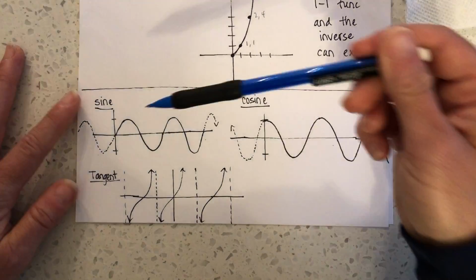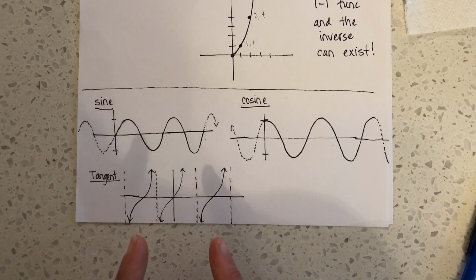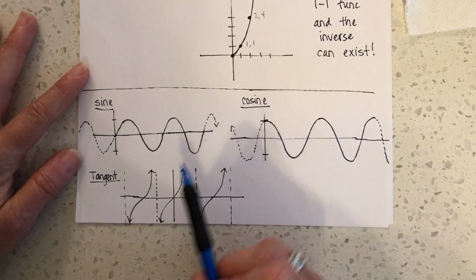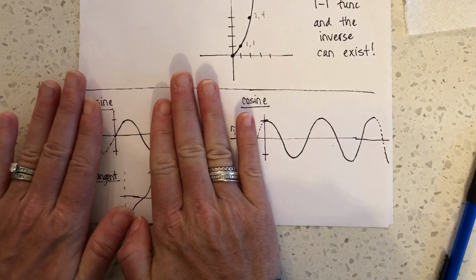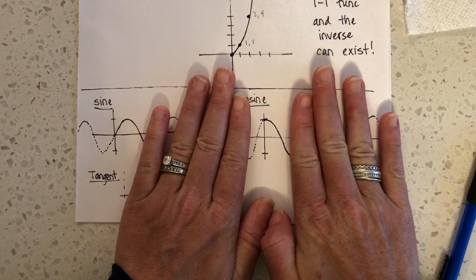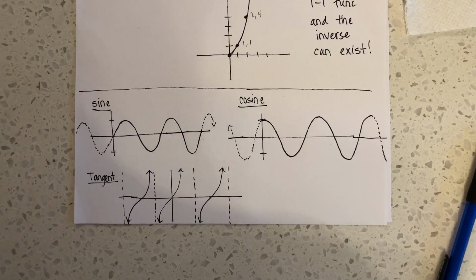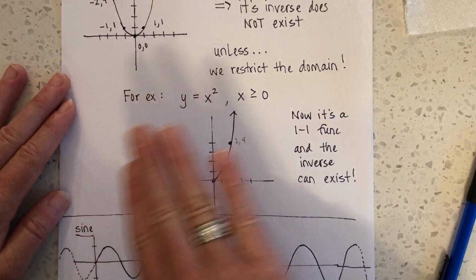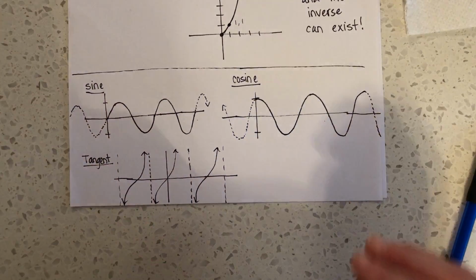So technically, the sine, cosine, and tangent should not have inverse functions. But we know that they do. We've seen them on our calculator, right? So the reason why the sine, cosine, and tangent have an inverse is because we restrict their domain. And we only take a portion of their graph to make their inverse exist. So it's very similar to how we make the parabola have an inverse. We have to restrict its domain. So the trig functions also have to get restricted.